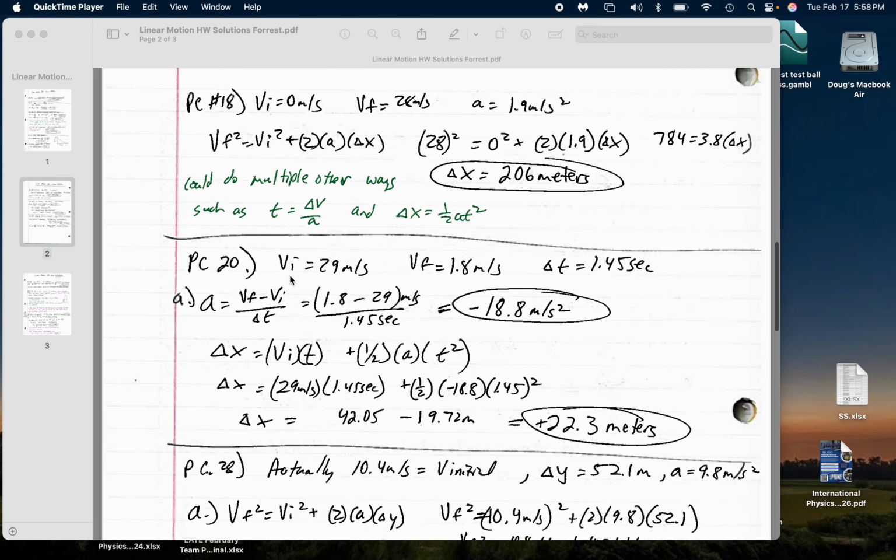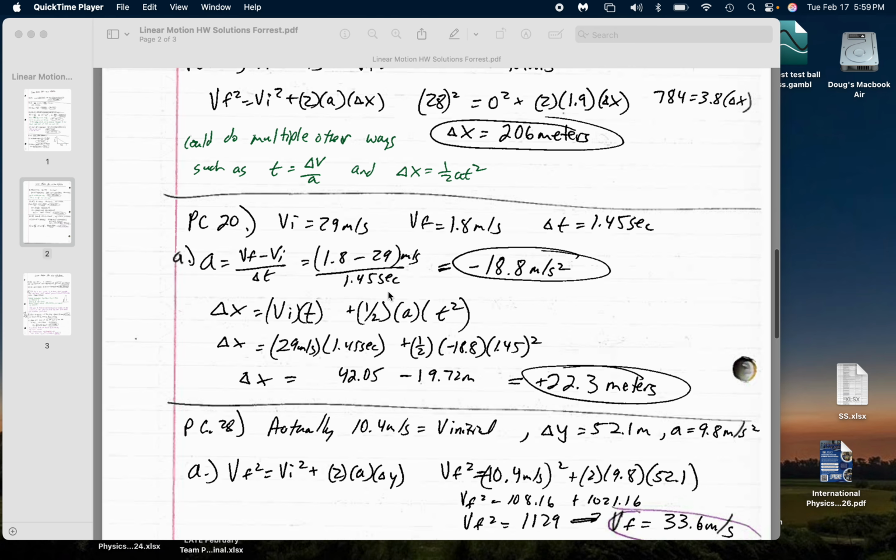For 20, we have someone who's skiing, and they're actually slowing down. And so it's appropriate since we've had the Winter Olympics going. So they're starting at 29 meters per second. They finish at 1.8 meters per second. That takes them 1.45 seconds. That is a very rapid negative acceleration. So use this formula, which is a version of Formula 3. Get an acceleration of negative 18.8 meters per second squared.